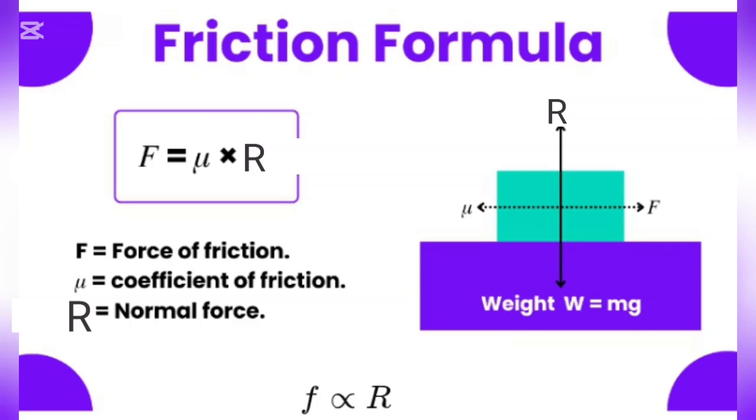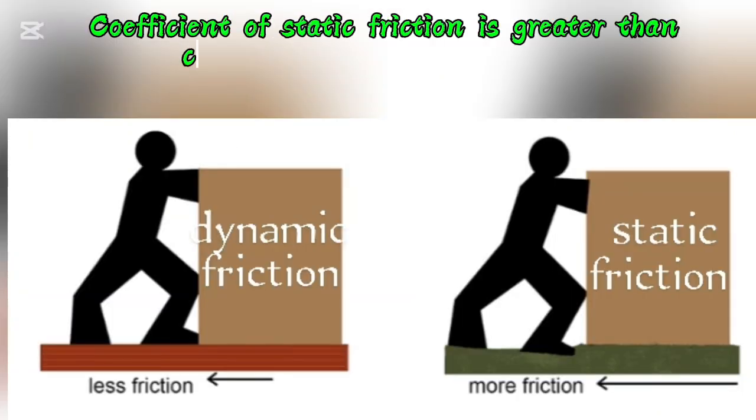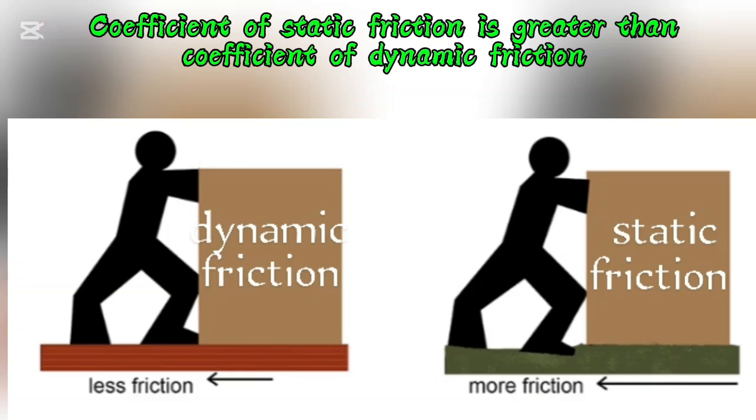5. Friction varies directly with normal reaction. Frictional force F is directly proportional to normal force R pressing the surfaces together. F is directly proportional to R. F is equal to mu R. Mu is a constant known as the coefficient of friction. Coefficient of static friction is greater than coefficient of dynamic friction. It requires more force to start a body than to keep it moving.